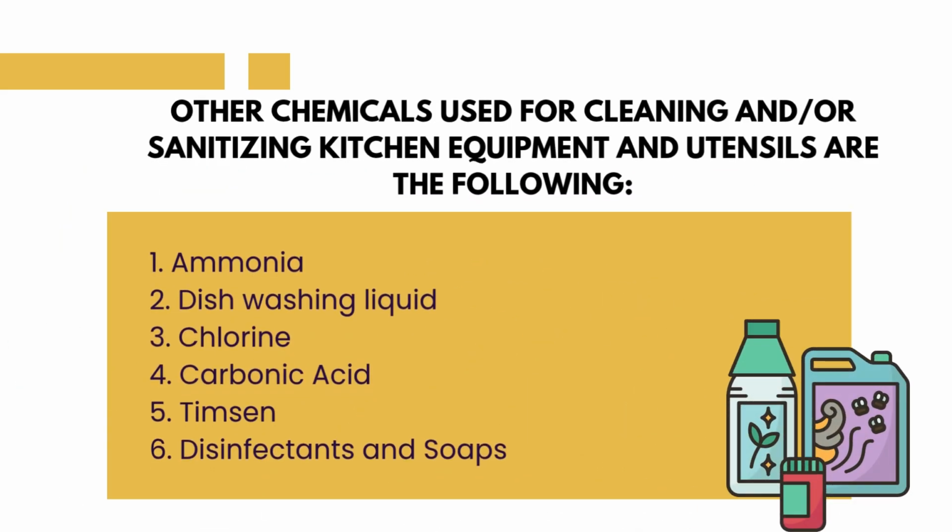Today, we'll explore essential chemicals for cleaning and sanitizing kitchen equipment. Ammonia, effective for cutting grease and grime, a cleaning staple. Dishwashing liquid, versatile for various surfaces, not just dishes. Chlorine, a powerful sanitizer used in commercial kitchens, handle with care. Carbonic acid, specialized for specific cleaning tasks.